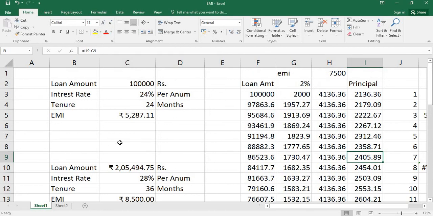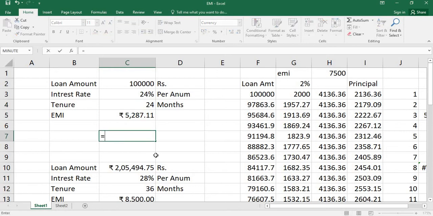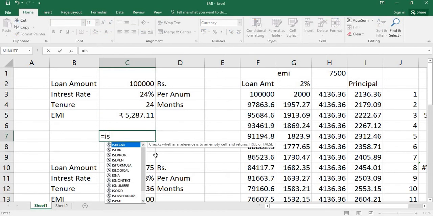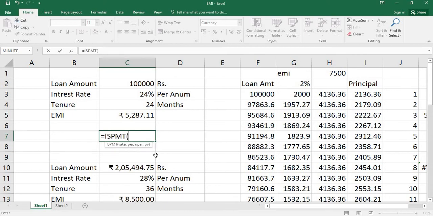So here I need to calculate the interest. In the first month, how much interest I have paid, and in the third month or 10th month, up to 24 months, every month how much interest I have paid. I need that value. So for this, we are going to use ISPMT. ISPMT is a function, a formula. It is used to calculate the interest per month.